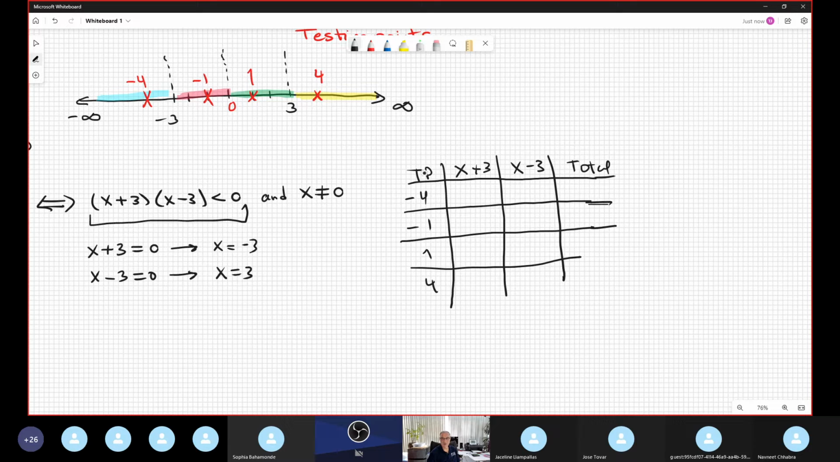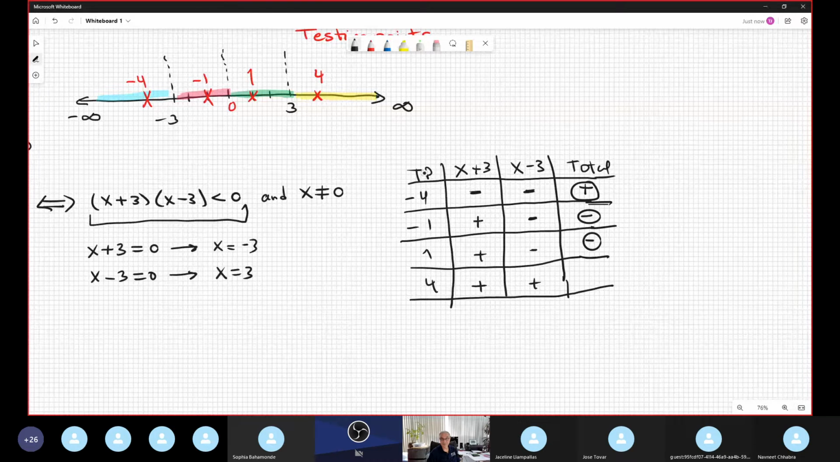Let's do it quickly because it's too easy. Negative is negative. Negative is negative. Negative is positive. Negative is positive. Because it's negative 1 plus 3, and negative 1 minus 3 is negative 4, so negative. One is positive and one is negative. Do you see that this interval, red and green, have the same behavior? It was not necessary to make the partition at 0. Not necessary, but just in case, because I am not sure, I did that. And 4 is positive, because 4 plus 3 is 7 and 4 minus 3 is 1.